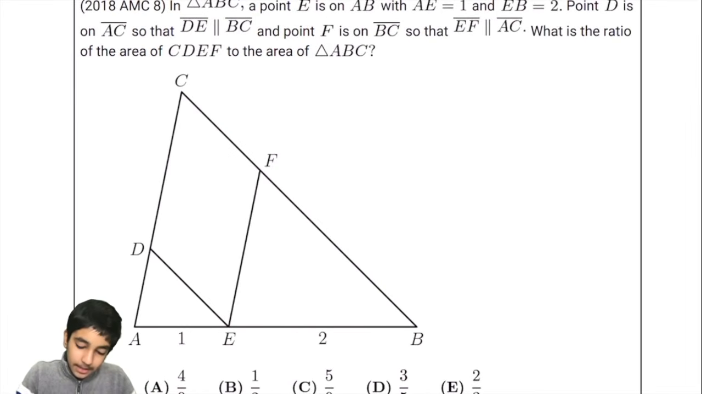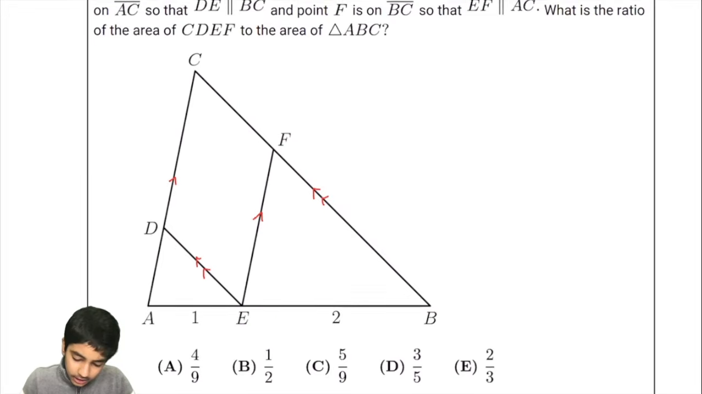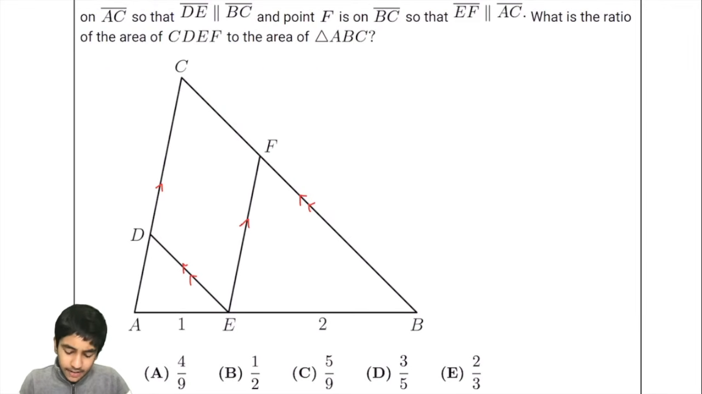Okay, now let's take a look at the next problem. So this problem is from the AMC 8, 2 years ago. So basically we have this triangle with AD equals 2, AE equals 2, and then we have these parallel lines. So we have these two lines that are parallel. The idea for this problem is that we can actually estimate the areas. So the ratio of the area of CDEF to ABC, well, how can we do that?